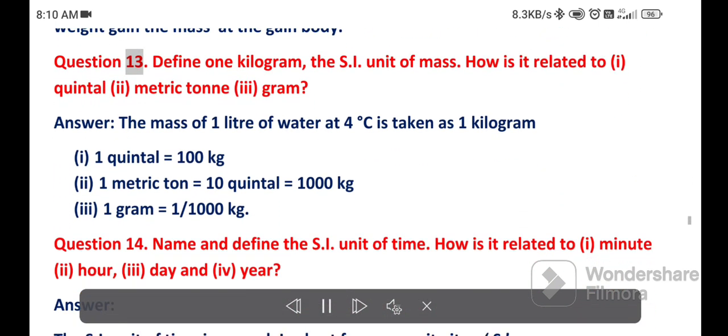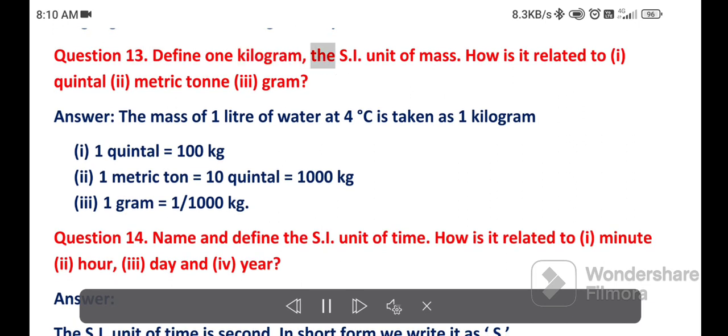Question 13. Define 1 kilogram, the SI unit of mass. How is it related to 1. Quintal, 2. Metric ton, 3. Gram? Answer. The mass of 1 liter of water at 4 degrees Celsius is taken as 1 kilogram. 1 quintal is equal to 100 kilograms. 1 metric ton is equal to 10 quintal is equal to 1000 kilograms. 1 gram is equal to 1/1000 kg.